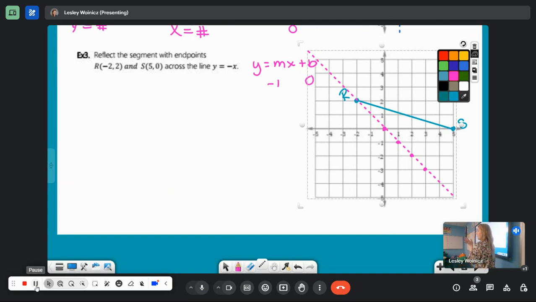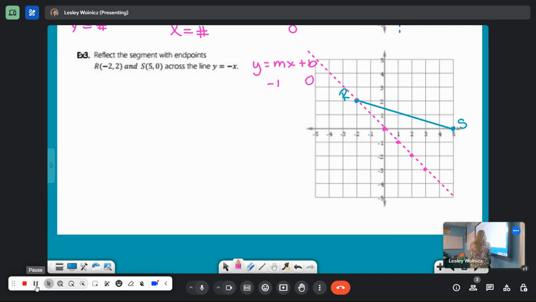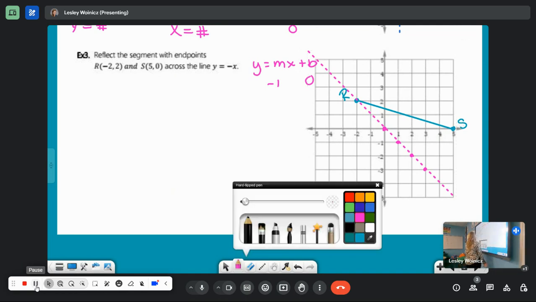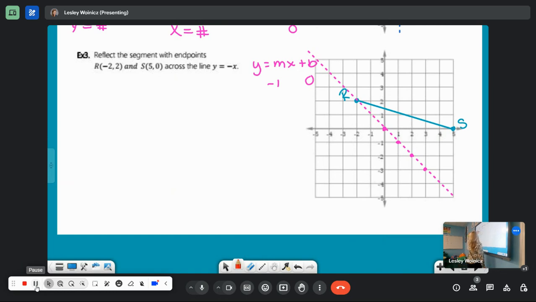Okay. What do you notice about R? It's on the line of reflection. So where will R prime be? Same place, on the line of reflection. Okay, what about S? Can you tell where S is going to land? Can you see it's going to be right here? Yeah, 0, -5. Some of you will be able to see it.